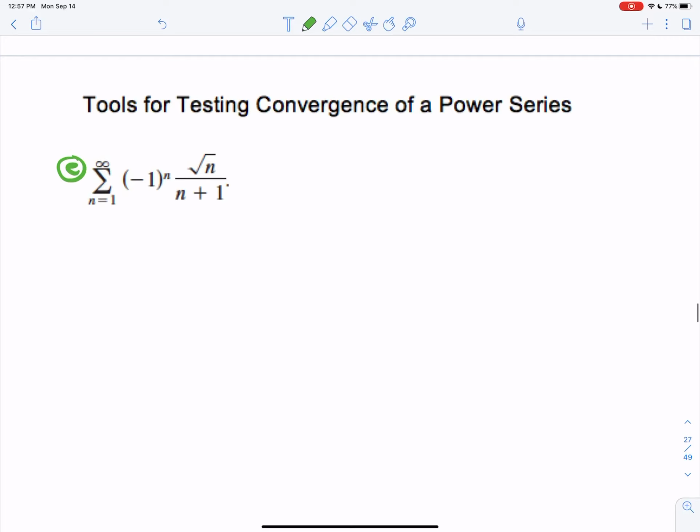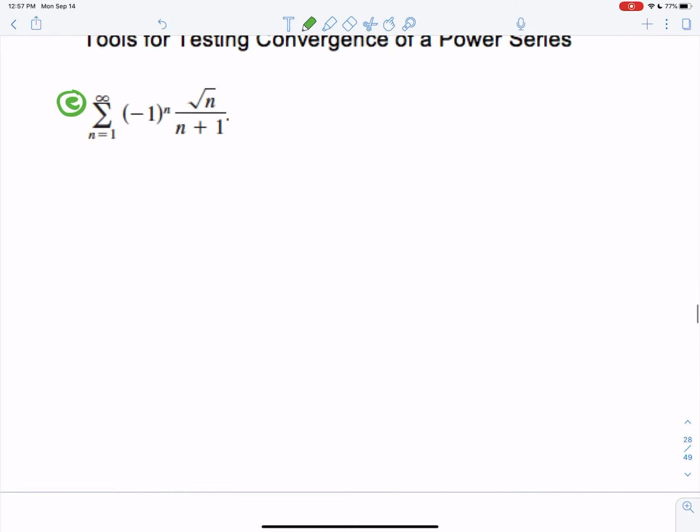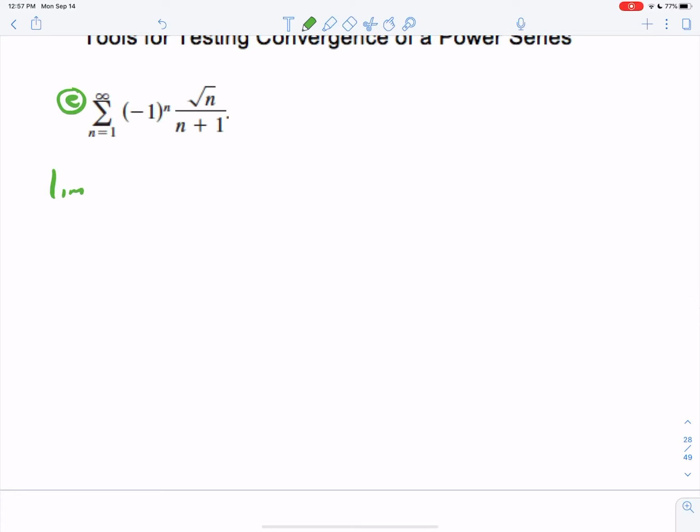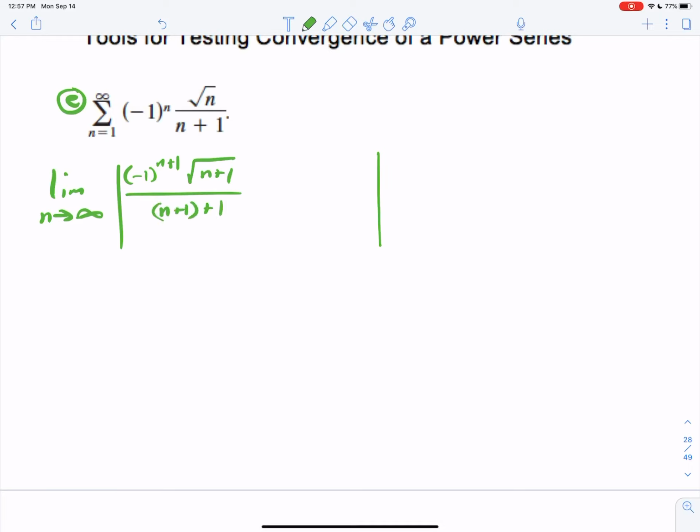Okay. So here, let's run the ratio test. The limit as n goes to infinity, absolute value of the n plus 1 term, so that's -1 to the n plus 1, square root of n plus 1, all over n plus 1 plus 1. We divide it by the original general term, or we multiply by the reciprocal, which is n plus 1, all over -1 to the n times the square root of n.